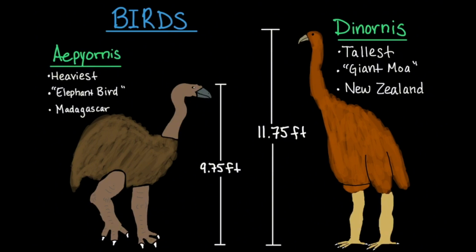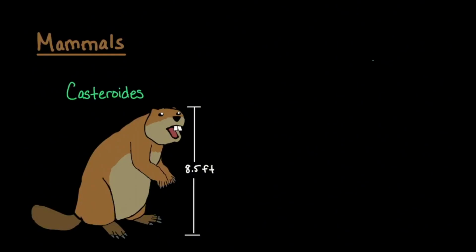It is known as the giant moa and lived in New Zealand. It became extinct around 600 to 750 years ago, coinciding with the arrival of natives. The early Quaternary is known for many large mammals known as the megafauna. Castoroides was a giant beaver that stood at around 8.5 feet tall. It had 6-inch teeth and lived in North America.